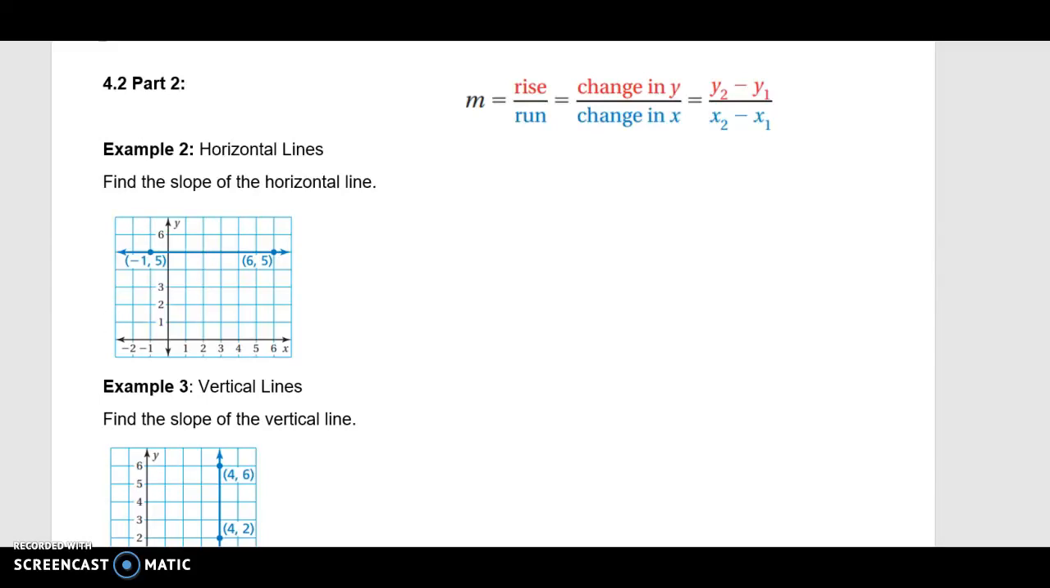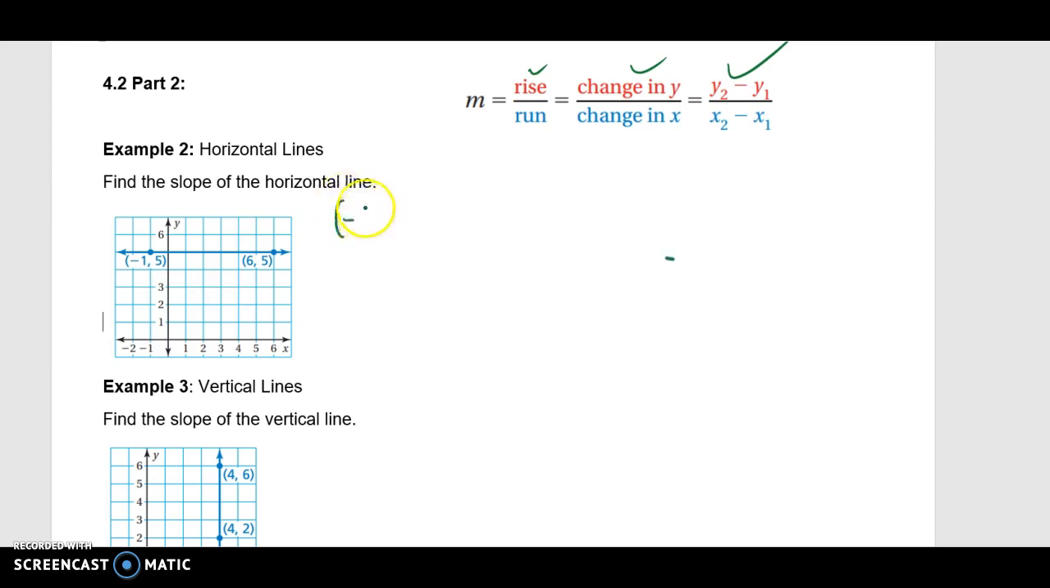So today we are going to be doing part 2 of 4.2, and we're going to be finding slope by looking at rise over run, change in y over change in x, and then y2 minus y1 over x2 minus x1. So let's take a look at the first one. You're going to find the slope of a horizontal line, and you might already know what it is from the slope dude video, but let me show you how to use it by finding 2 points.